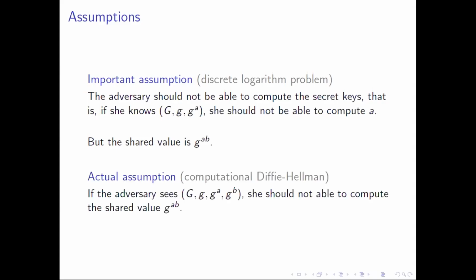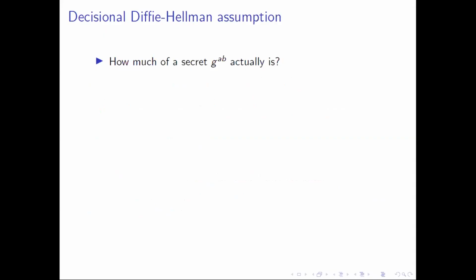What we actually want is the computational Diffie-Hellman assumption: if the adversary sees the whole conversation, so she knows g, the generator, and Alice's and Bob's elements, she should not be able to compute the value g^(ab). This is the actual assumption that we're making. But if you think about it, even though the adversary shouldn't be able to compute g^(ab), it can still be easy to predict at least some part of it.